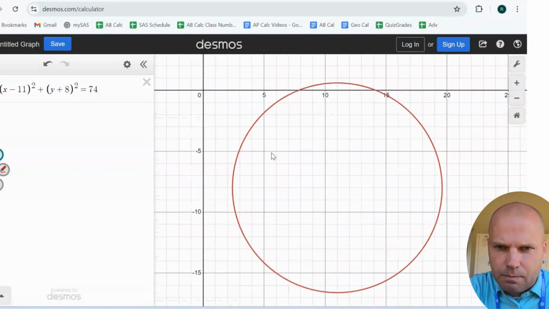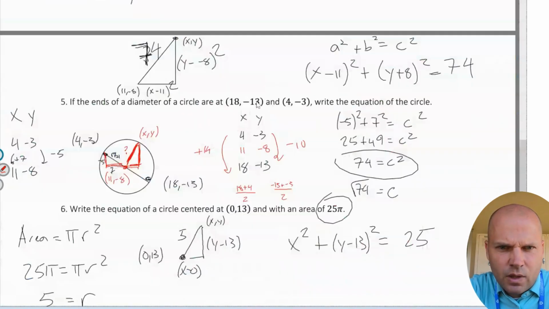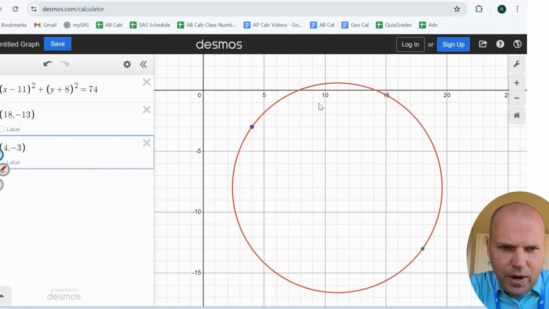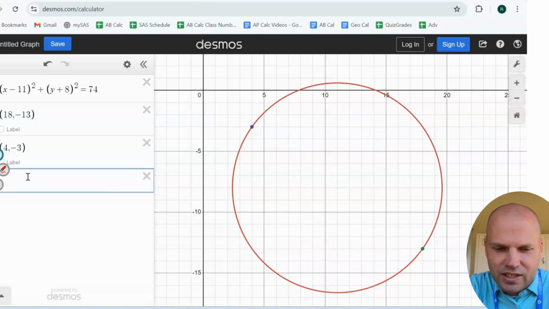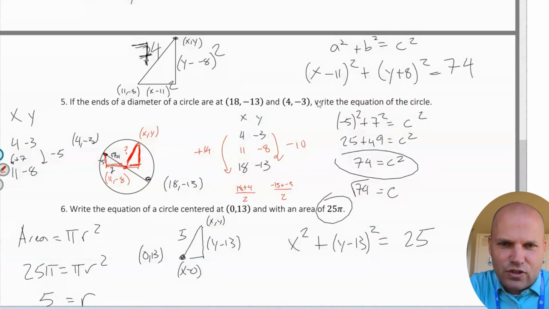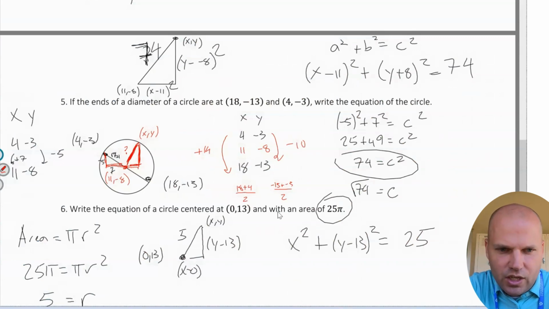And now let's look at some points here. 18, negative 13. Well, bam. Well, that's another point. 4, negative 3. But bam, that is a diameter of the circle. My circle is centered at 11, negative 8, which is what I found. But bam, we know the radius is this distance. This distance is the square root of 74. Bam, we got it. We did it. It's so cool to see.